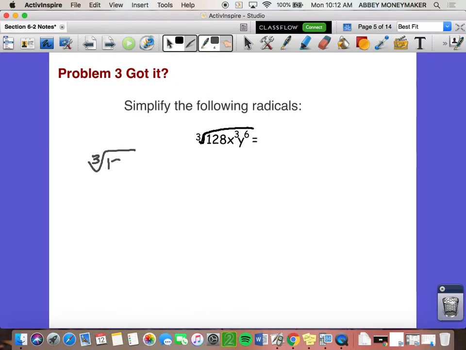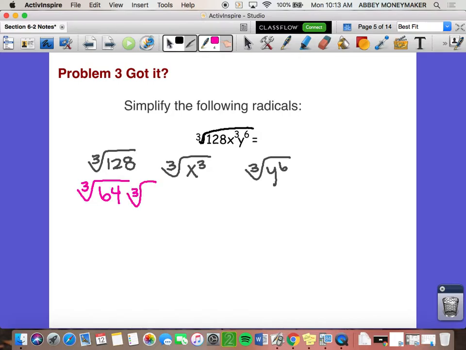I have the cube root of 128. I have the cube root of x cubed. And I have the cube root of y to the 6th. Now again, dealing with the cube root, we want to look for the largest perfect cube factor that goes into 128. That would be 64 and 2. So that would simplify to the cube root of 64 is 4 times the cube root of 2.